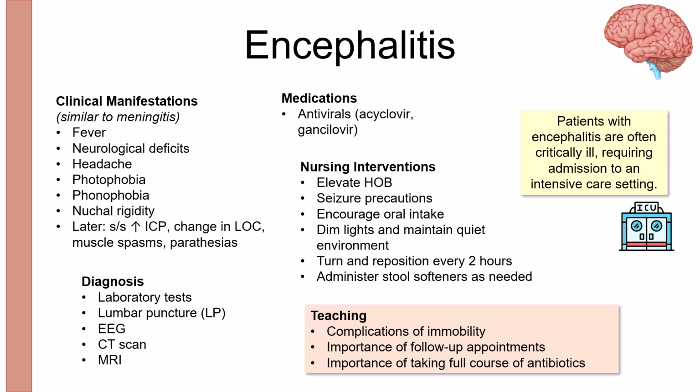Teaching. Finally, teaching your patient and their family is key. Explain the risks of immobility like skin breakdown, blood clots, and stress how important it is to keep up with their rehab and follow-up visits with their provider. Recovery from encephalitis can be slow, even weeks to months, so patience and compliance are crucial. These patients will often be critically ill, requiring admission to an intensive care setting or ICU. Remind the patients to finish their full course of antivirals or antibiotics to prevent the infection from coming back.